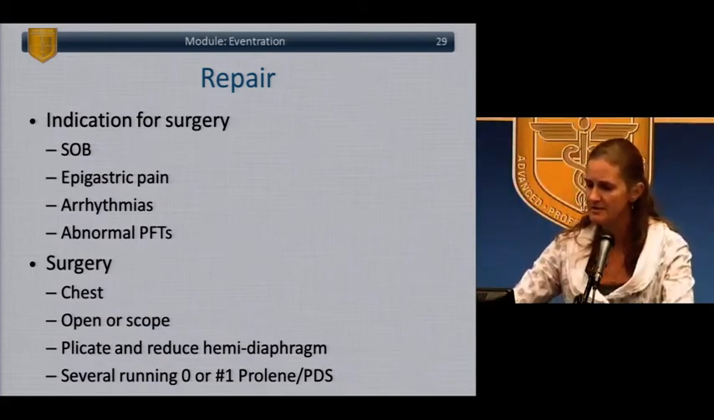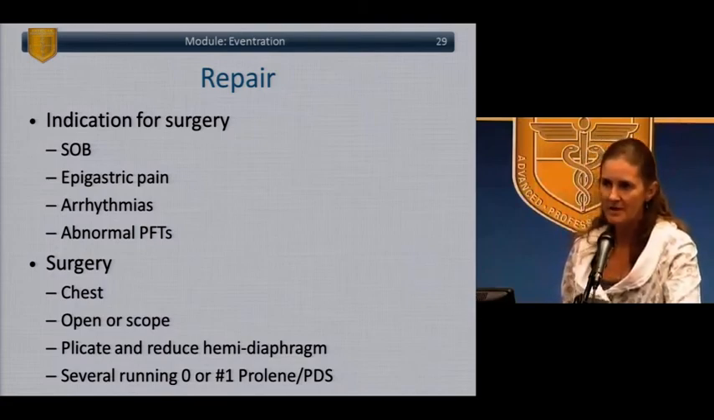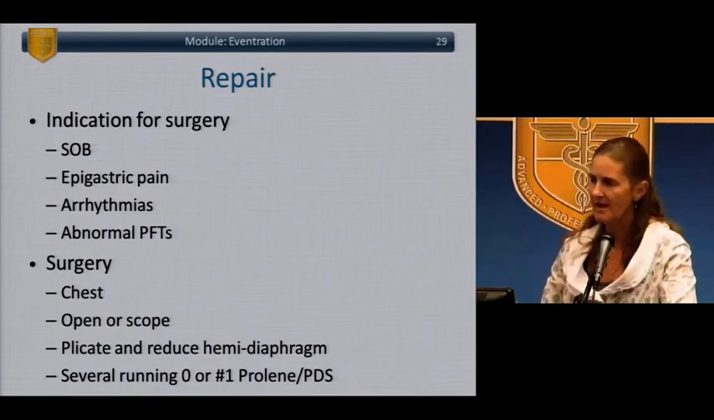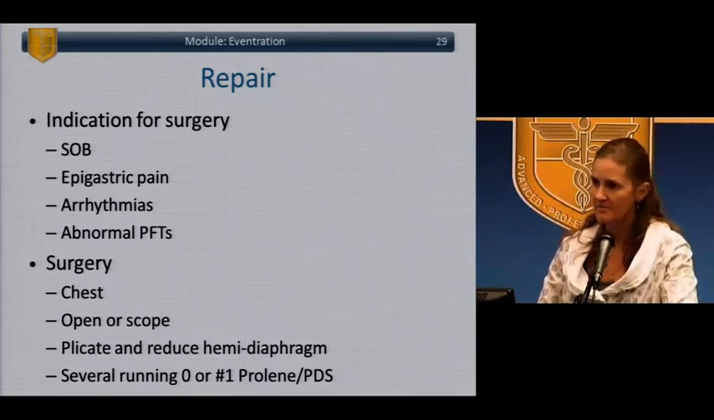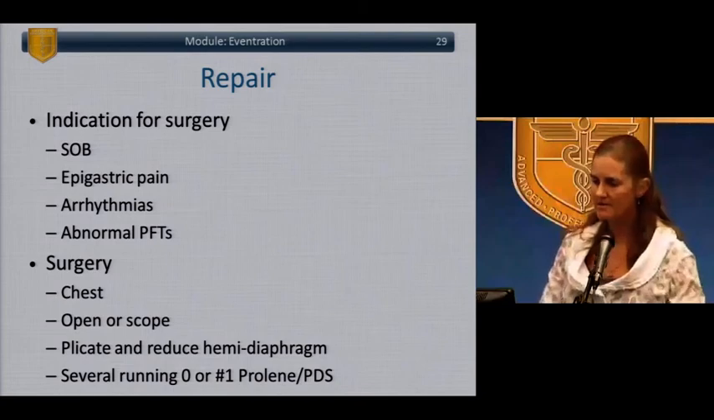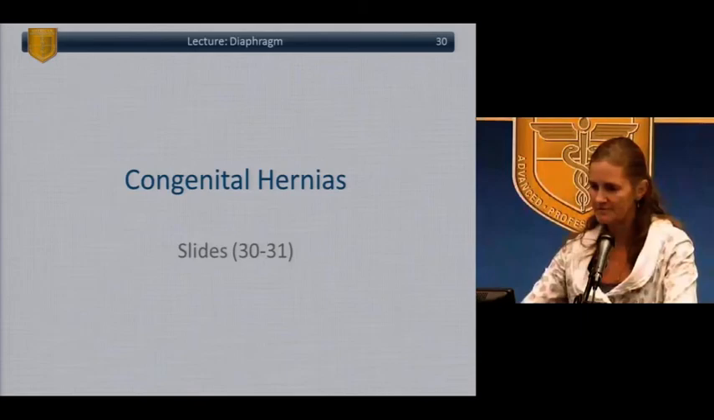The surgery is most often done through the chest. Generally speaking, we can do it all videoscopically. You just go in and plicate the diaphragm, and sometimes when it's very, very severe, you actually may have to put a piece of mesh over the top of your repair all along the edges of the diaphragmatic insertions in order to try to prevent that diaphragm from recurring in an eventration. So it can be very tricky sometimes to get a good result.